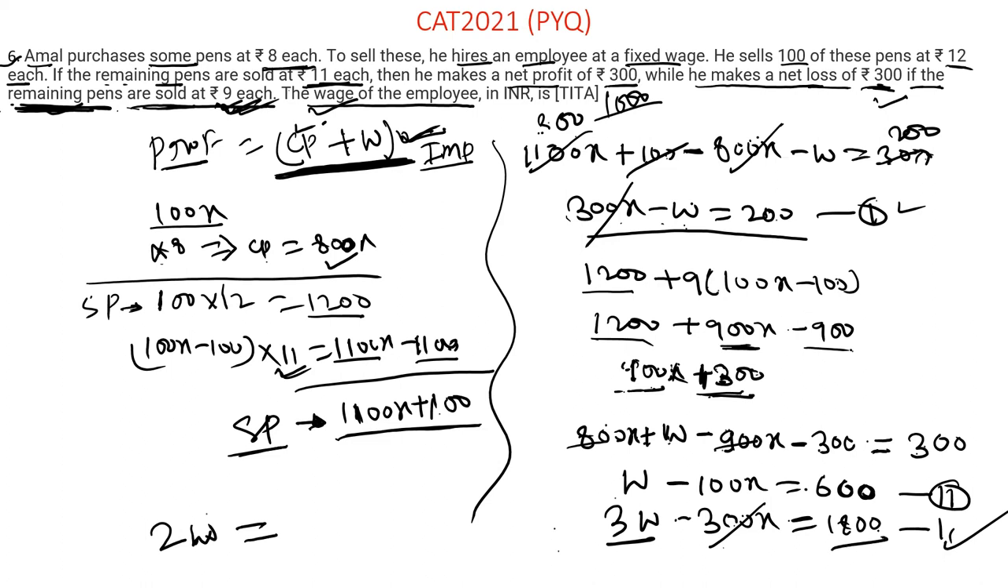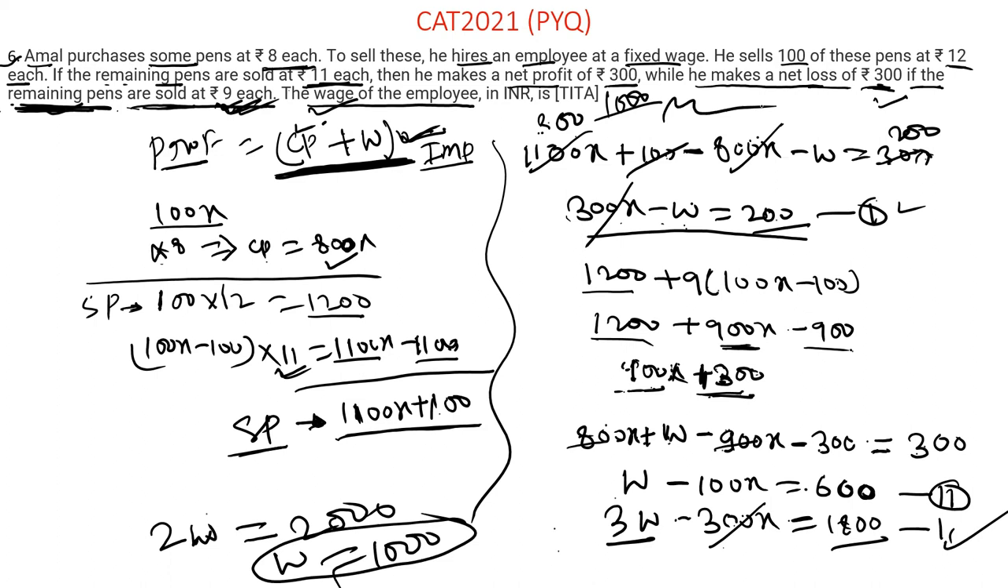And 1800 plus 200, it is 2000. So we got 1000, that is wages of employee 1000. This one is the right answer, 1000. I hope this is clear to you.